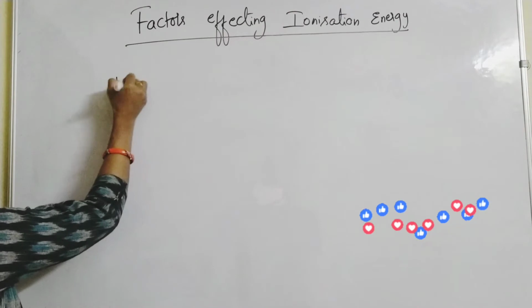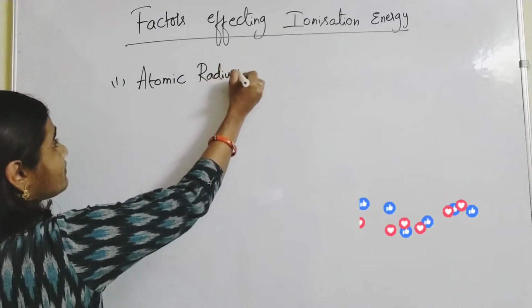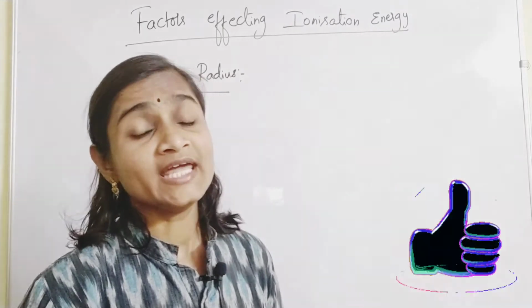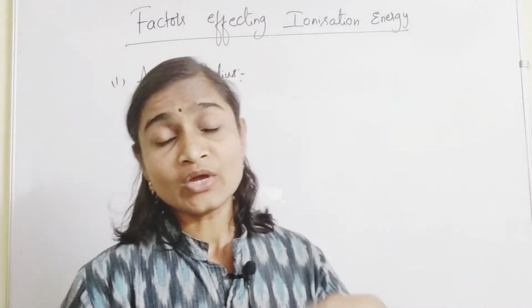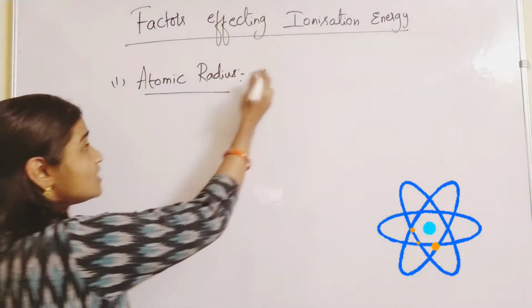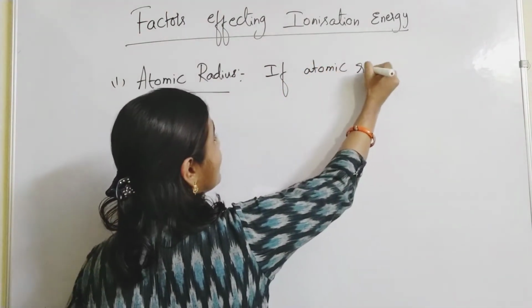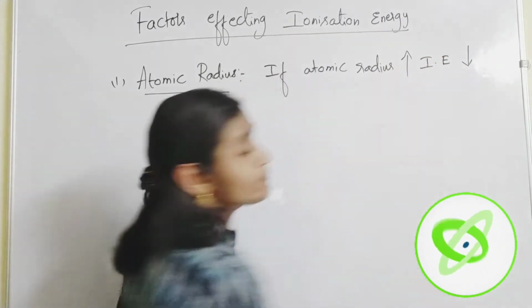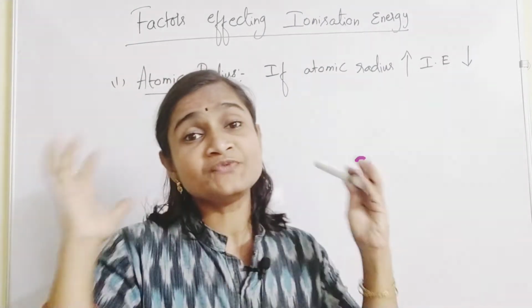So the first factor is atomic radius, means size of the atom. Already we have learnt this. If the size of the atom is more, it is easy for us to remove an electron from the valence shell of an atom. Influence of nucleus will be very less. So here atomic radius plays a very important role. If atomic radius increases, ionization energy decreases. Means it is easy for us to remove an electron. We need not supply much energy if it is a large atom.